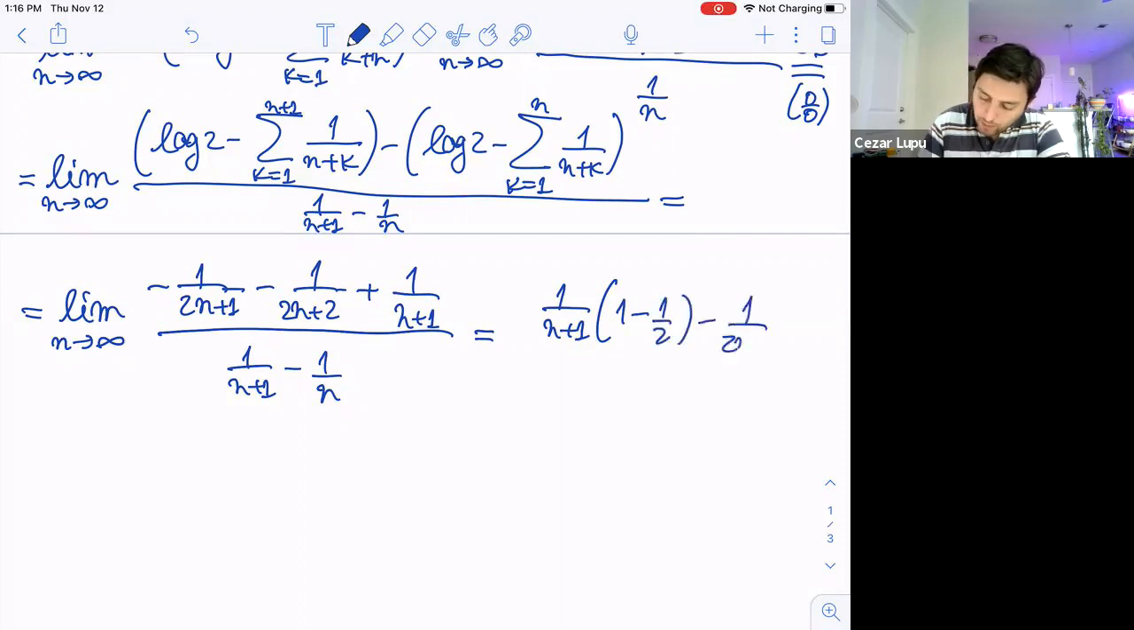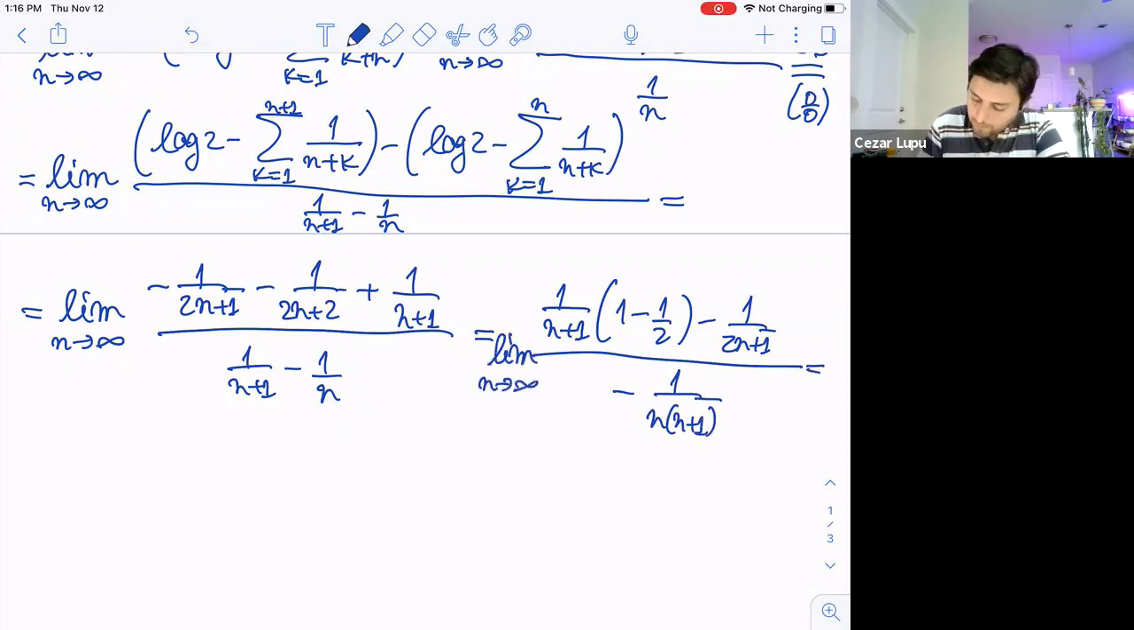Minus 1 over 2n plus 1, everything over, and let's do some computations here. Negative 1 over n times n plus 1. And this, okay, the limit here. So this would be equal to the limit as n approaches infinity of, so here I'll have 1/2.